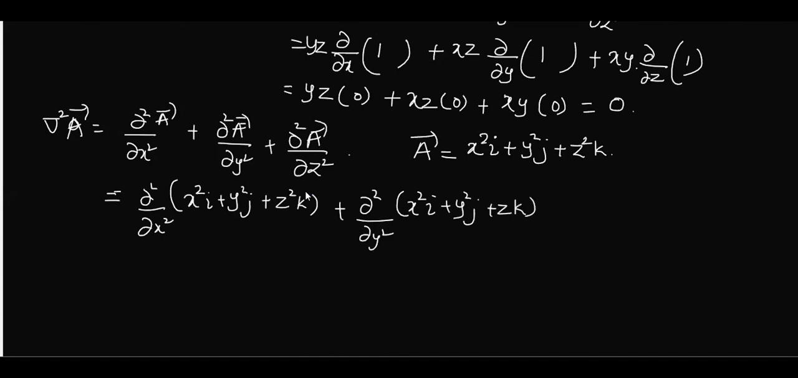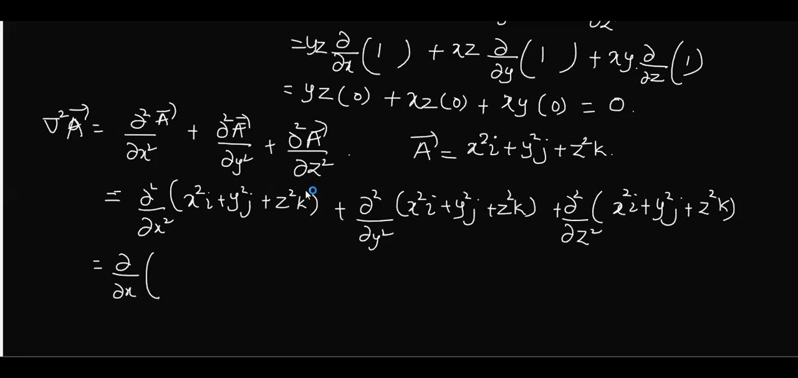Correct? Plus derivative with respect to z of a bar, which is x square i plus y square j plus z square k. Tell me what is the derivative of this whole bracket with respect to x. Or else I'll first write it like this, the first order derivative of the bracket. Now, how many terms contain x?